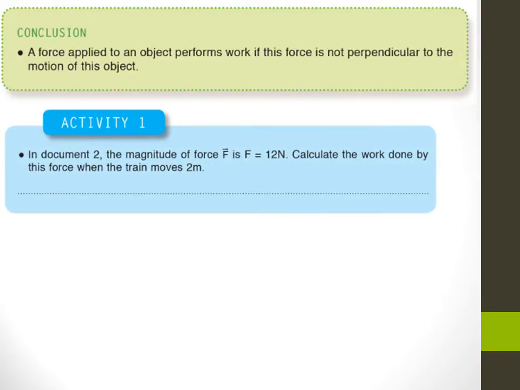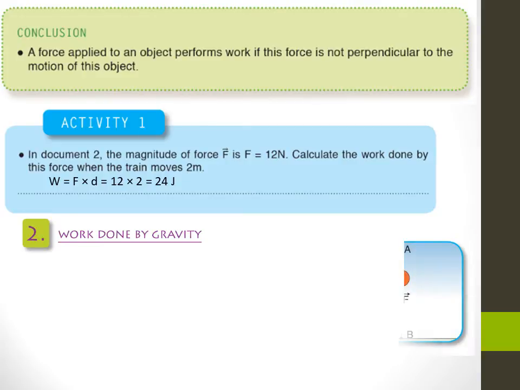In document 2, the magnitude of force F is F equals 12 newtons. Calculate the work done by this force when the train moves 2 meters. Work is equal to the magnitude of the force times distance. So it's equal to 12 times 2 equals 24 joules.